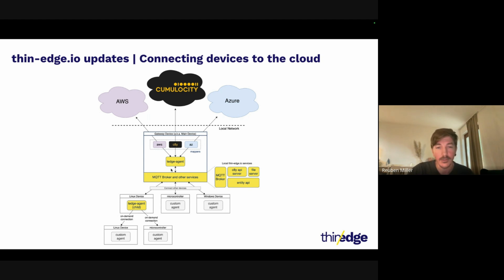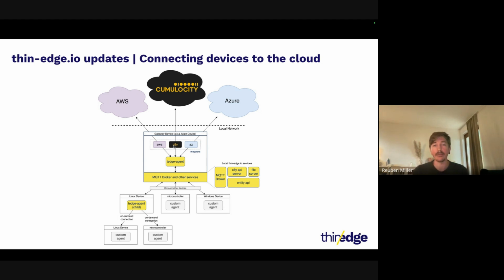In this diagram, I've also shown connecting other devices that you might have in your local network. Let's say we had another Linux device that I also want to connect to the cloud. I have my gateway device, so I can just install the tedge agent on this device, which I'll go into what that means shortly. I don't need any of the mappers or anything like that. I just connect it directly to the MQTT broker running on the main device, and then the mappers on the main device will do all of the message translations to the cloud.